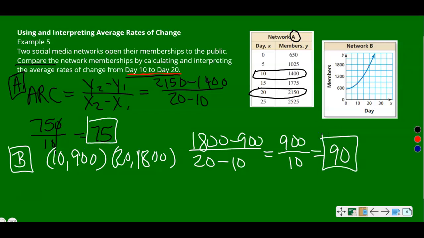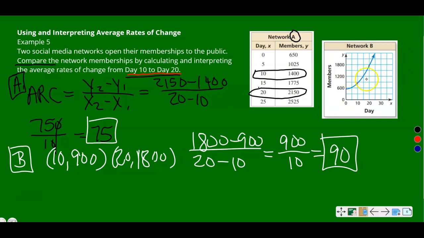So when it says compare the two networks, you can say from day 10 to day 20, network A membership increased at an average rate of 75 people per day, and network B membership increased at an average rate of change of 90 people per day. So we can conclude that network B membership is growing faster from days 10 to day 20.